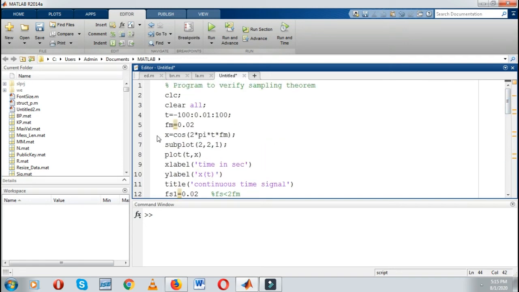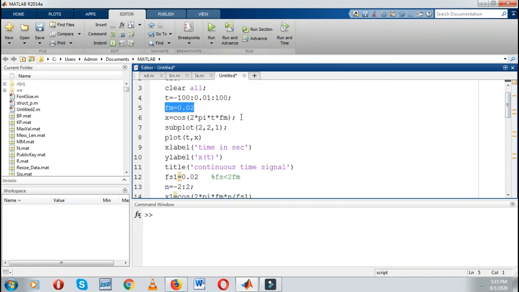Now once again see here, our main title is program to verify sampling theorem. Then I have taken time from minus 100 to plus 100. The modulating frequency is 0.02. We already know that sampling will occur properly when the condition is satisfied. That condition is that the sampling frequency should be greater than 2 into fm. That is the basic formula.